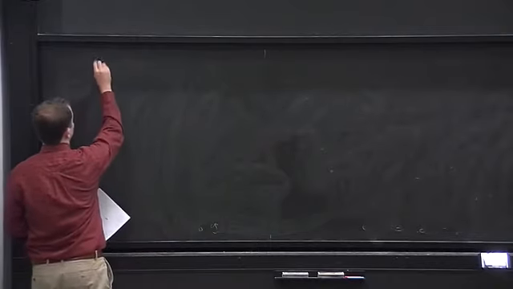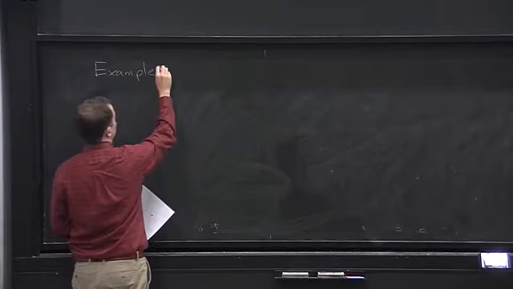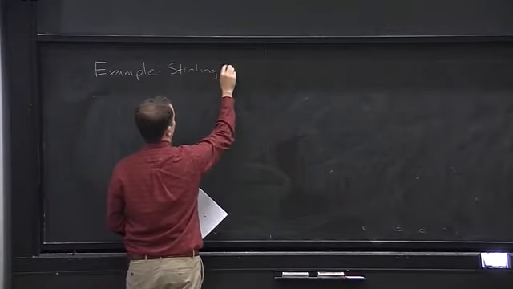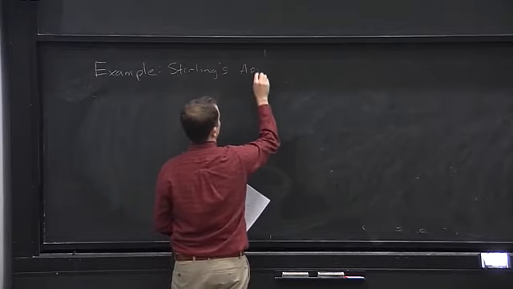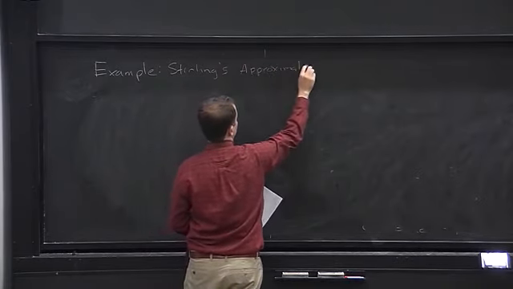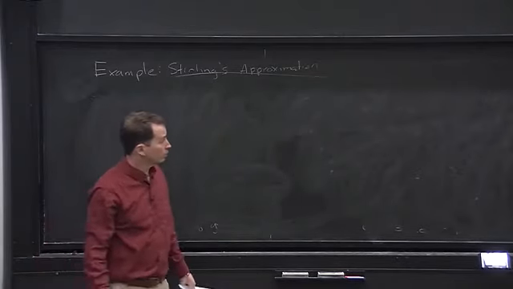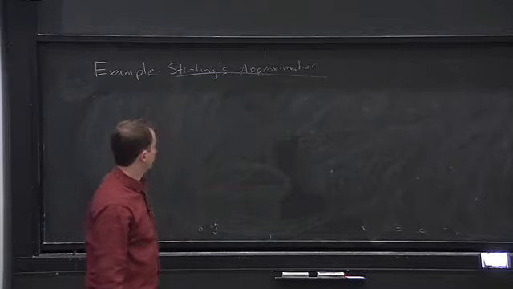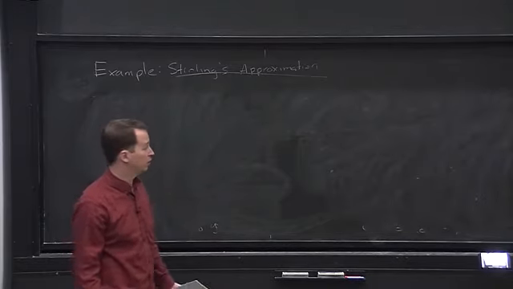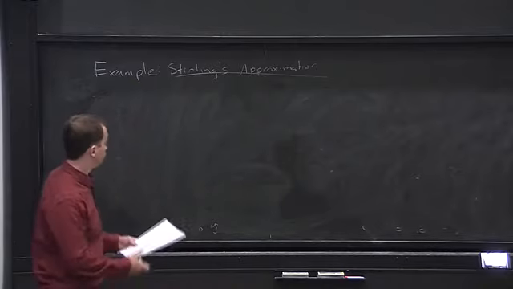In our first example, how this works would be Stirling's approximation. This is a simple example of a real integral with a real expansion parameter that illustrates some of the ideas in the general case, and we'll add some more complications tomorrow.